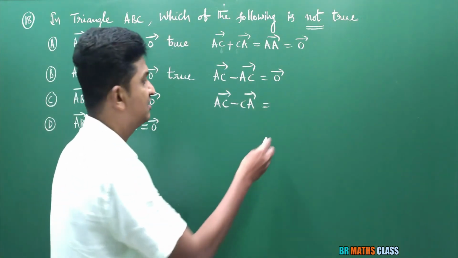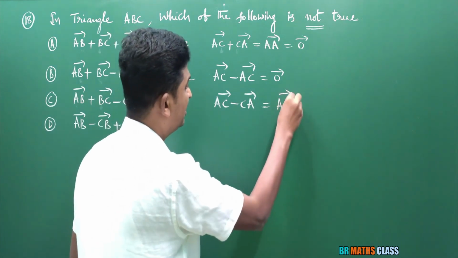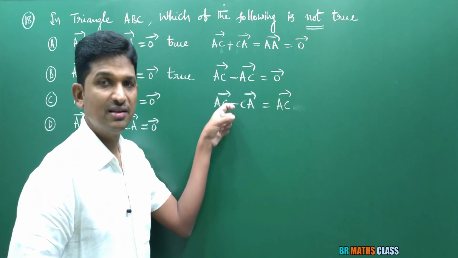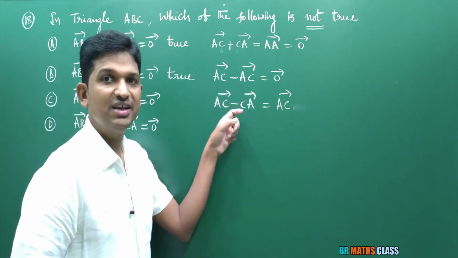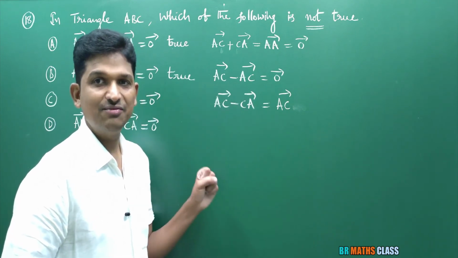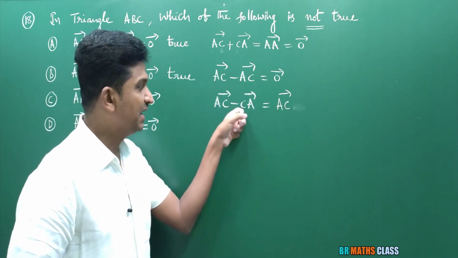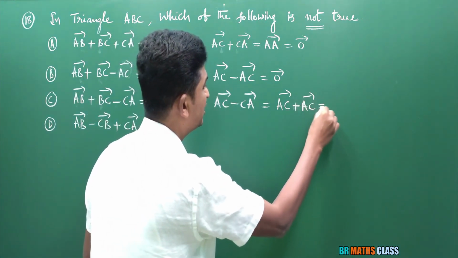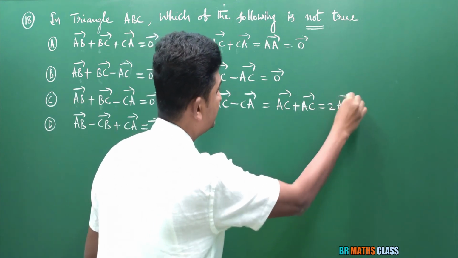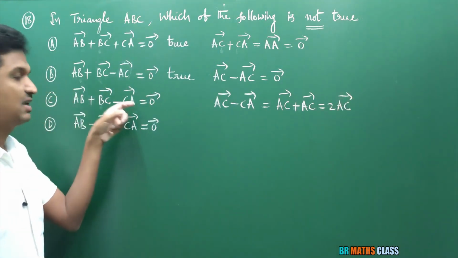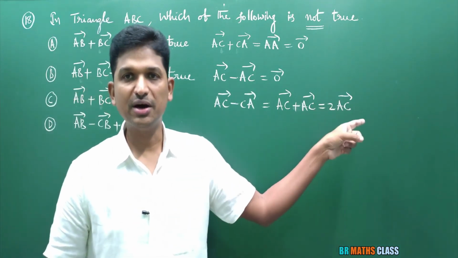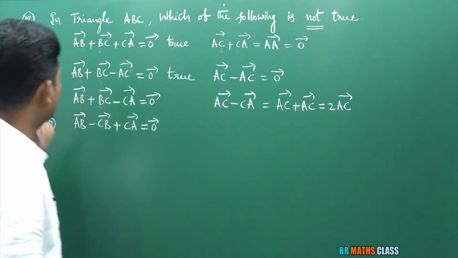Here I will simplify this further. AC bar, you observe here, minus CA bar can be written as AC bar. Negative of a vector CA bar is AC bar. We learned this in the definition of negative of a vector. Minus CA bar can be written as plus AC bar. AC bar plus AC bar is what? This is 2AC bar. When I simplify this left hand side part, I am not getting 0 bar. I am getting 2 times of AC bar. So this is not true.